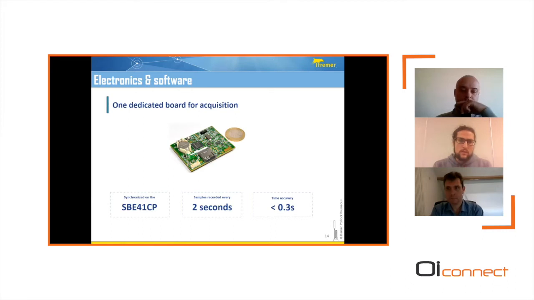So this second board will power and communicate with the added sensors, added CTDs. And we spent some time to make sure that there is a good synchronization process in order to have a correct timestamp between the CTDs. So you have samples recorded every 2 seconds, and we can guarantee there is a time accuracy between CTDs below 0.3 seconds.